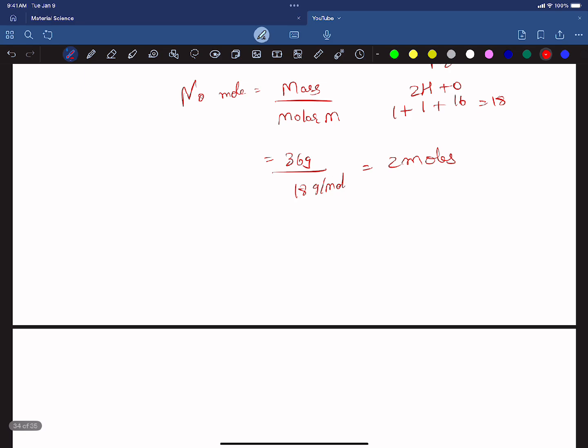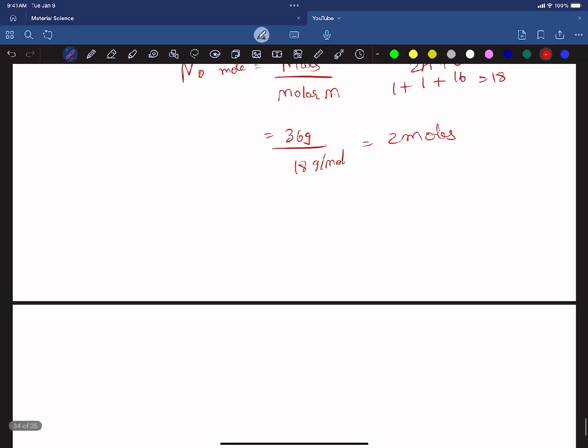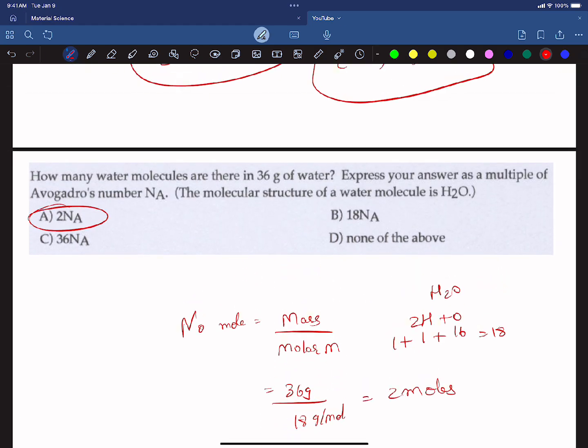Now, total number of molecules is equal to N times Na. So this will give you 2 Na. So this is your answer, 2 Na. Na is Avogadro number, so our answer is A. Let's verify our answer. Yes, it's A. Let's move on. Next question.